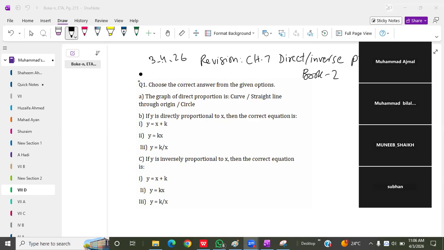Yes. Who is going to give the answer of this? These are 3 options. 1, 2, and the third. Yes. Daud, Wahid, Mr. Taha, Bilal, Shazan, Subhan. Who is going to give the answer of first question?